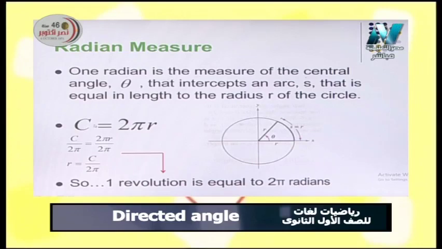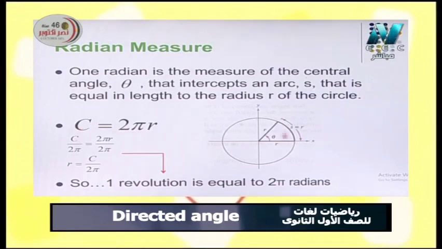C is the circumference of the circle, which equals 2 pi r. C means the circumference of the circle, which means the perimeter, or the length of the whole circle. The whole circle is C. We find C by 2 pi r.